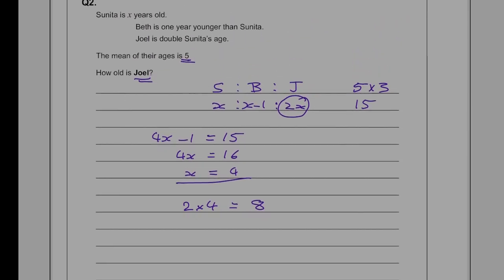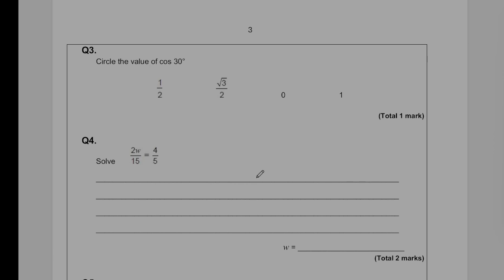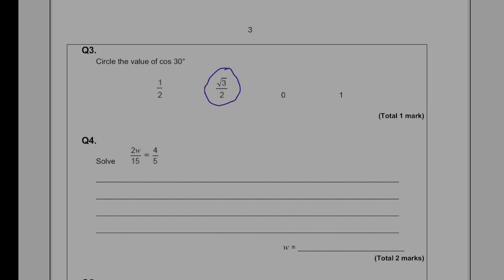Oh, that's quite a generous 5-mark question. Okay, question 3, circle the value of cos 30. Tricky one to remember, but cos 30 is going to be root 3 over 2.